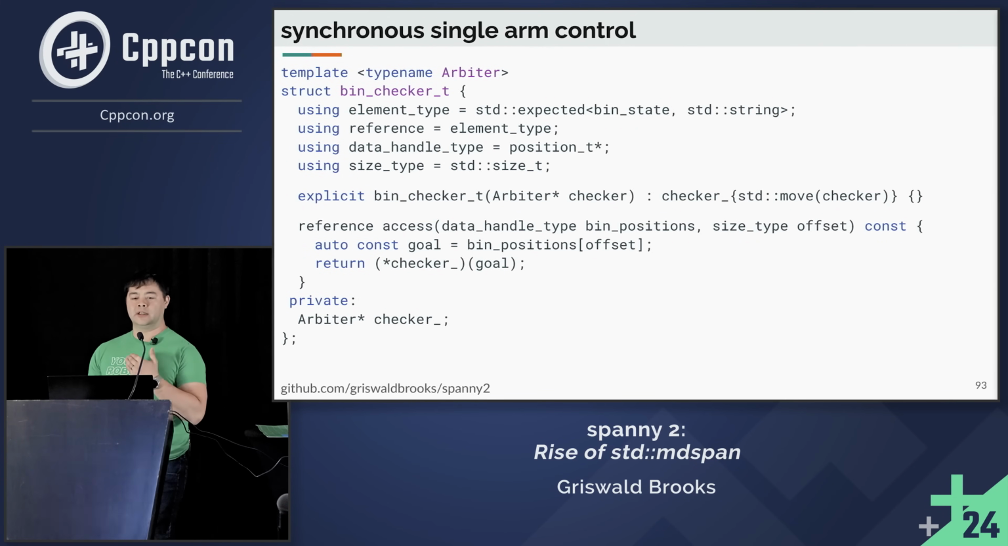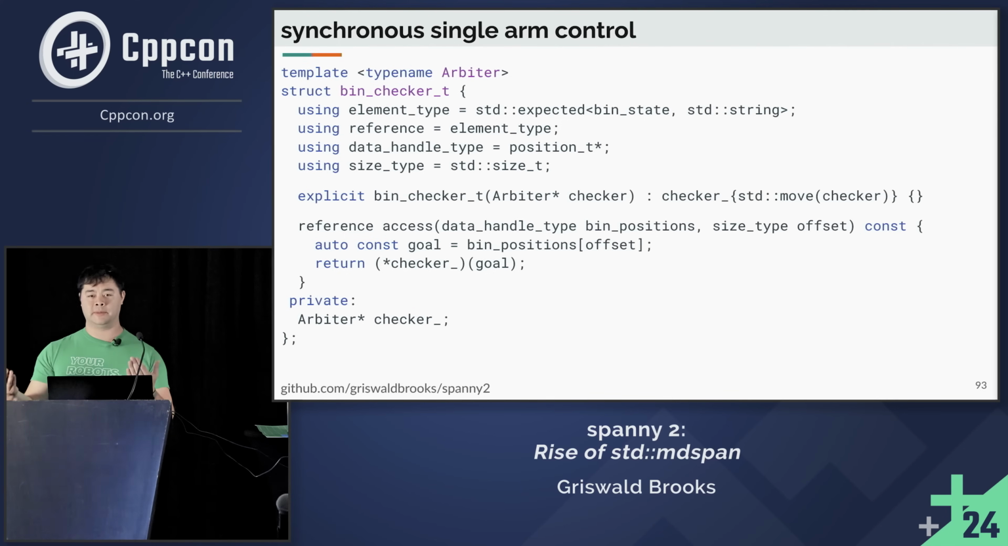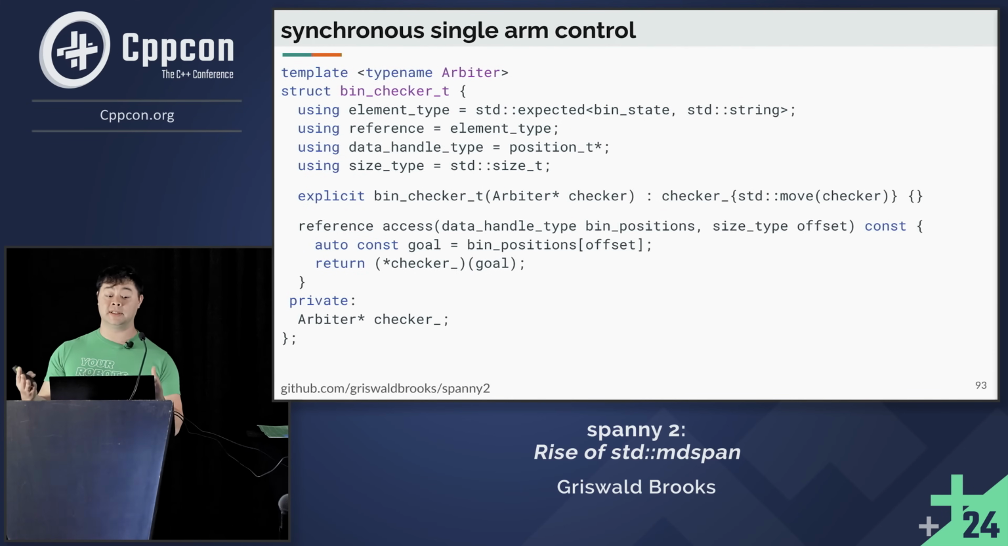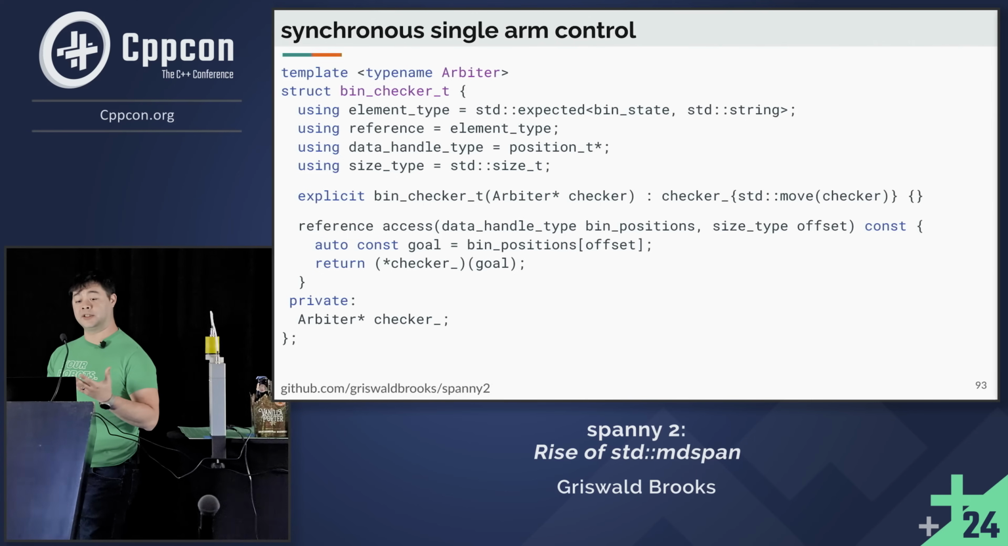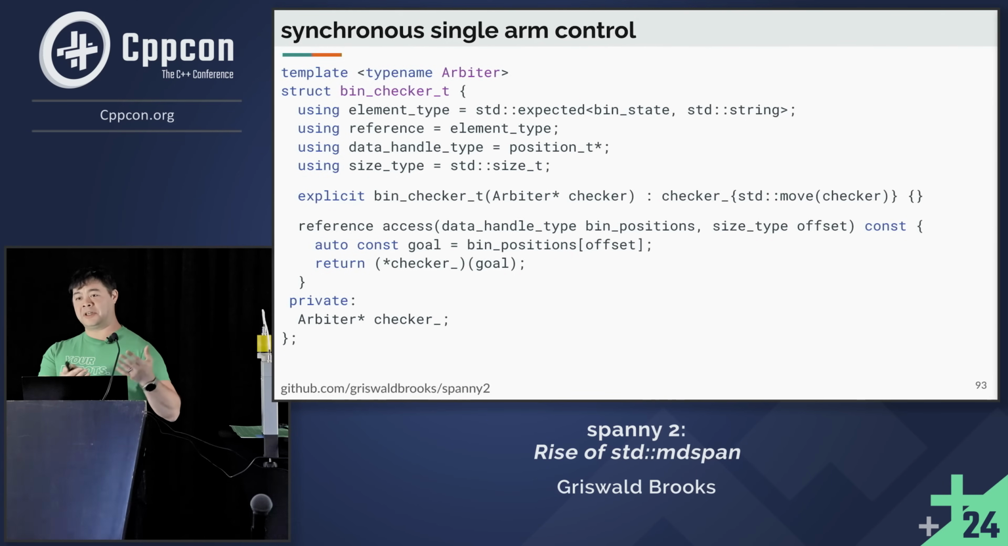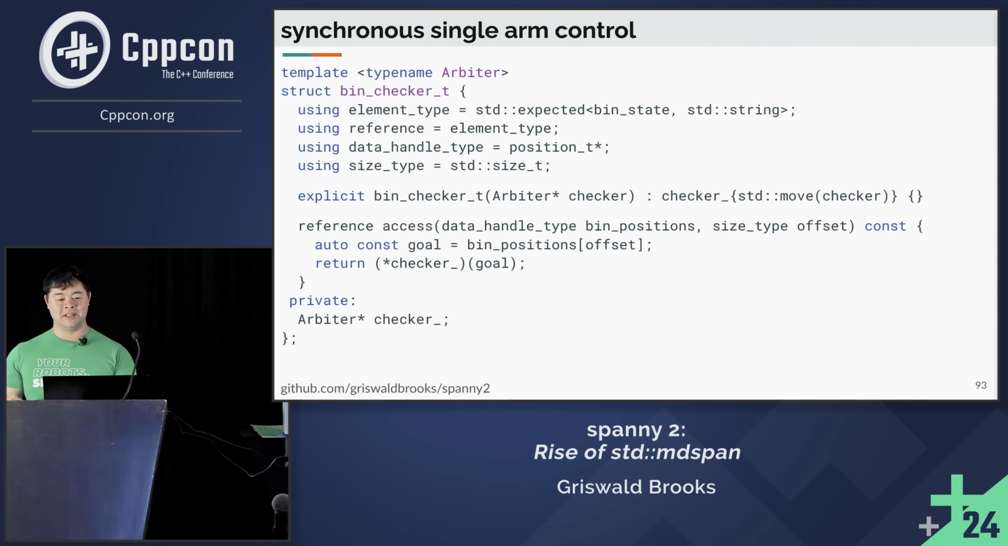So I kind of like using an expected where I can. So the element type here is going to be an expected instead of just the bin state. Our reference, again, is just going to be the value type. No need to use an ampersand here.